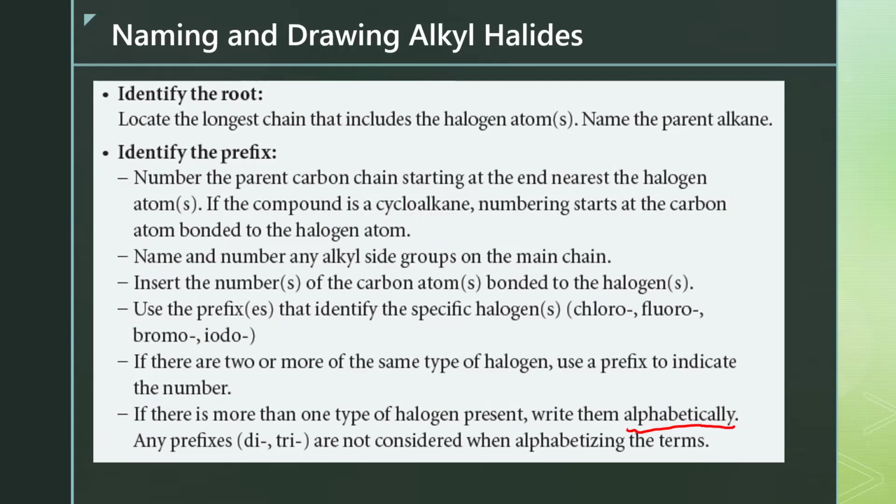Now, any prefixes, di or tri, they're not considered when alphabetizing the terms, right? So if you have a bromo and a chloro, but then you have 3 bromines, so that would make it tribromo, you can't just go, oh, well, now T is later in the alphabet than C. No, no, no, no. It doesn't work that way. You have to just go by the actual halogen name itself. That's what you're going through here, okay?